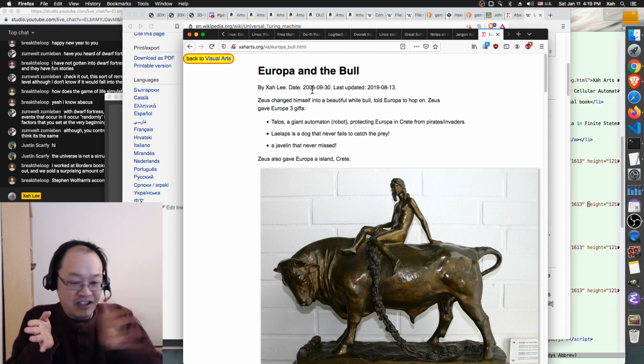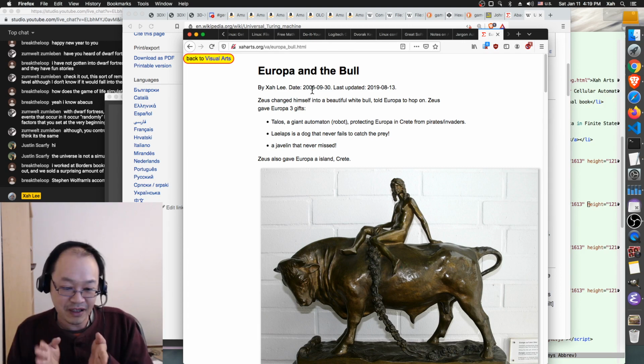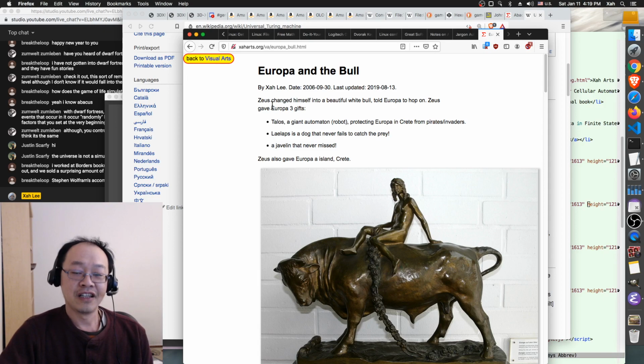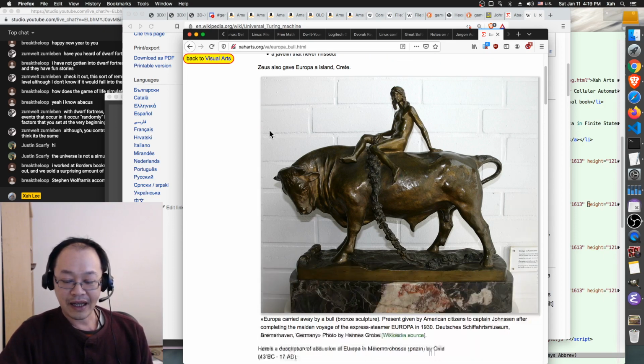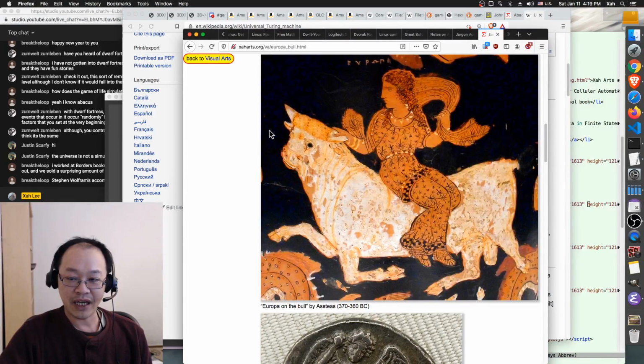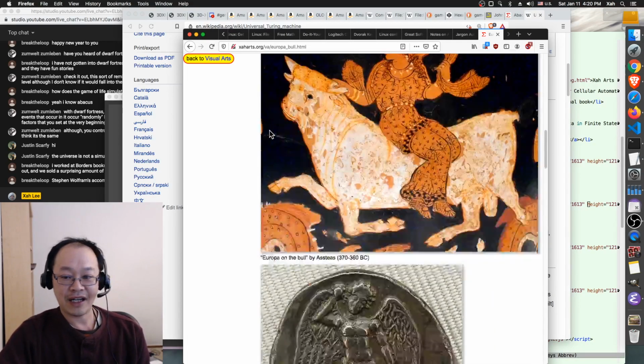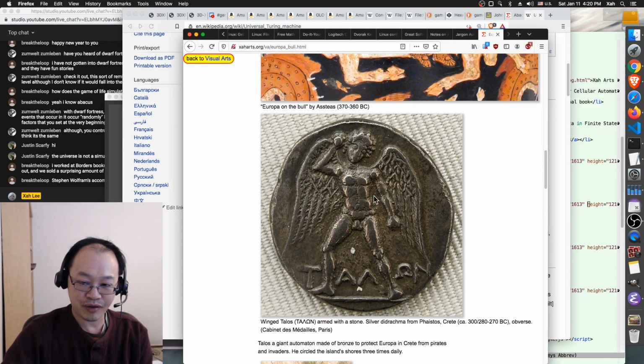They just see justice, justice, rape, and this thing. That's the foundation. So Europa and the bull, and we have several of these artworks. It's fantastic. Okay, let me tell you the story, and how it relates to automata.